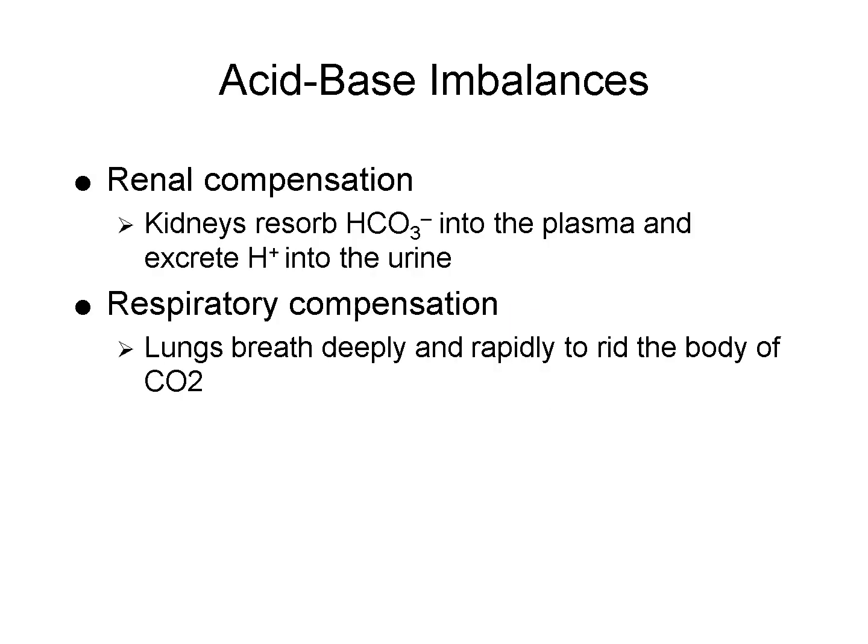When acid-base imbalances occur, the body initiates compensation mechanisms to restore balance. Renal compensation involves the kidneys reabsorbing bicarbonate into the plasma and excreting hydrogen ions into the urine, helping to correct pH over hours to days. Respiratory compensation acts more quickly. The lungs respond by breathing deeply and rapidly to eliminate excess carbon dioxide, which reduces acidity and helps stabilize blood.